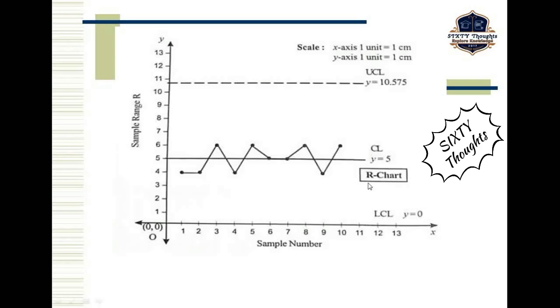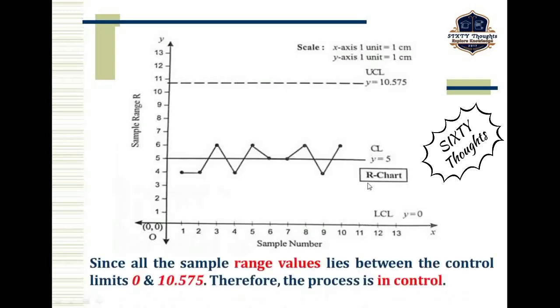Okay. So now from the graph, we can clearly say that all the sample range values lie between the control limits, which means the upper control limit and the lower control limit, that is 0 and 10.575. Therefore, the process is in control, right? So what about your Xbar chart? In the Xbar chart the process is in control, and in the range chart also the process is in control. Therefore, we give the general conclusion. The general conclusion is the process is under control.